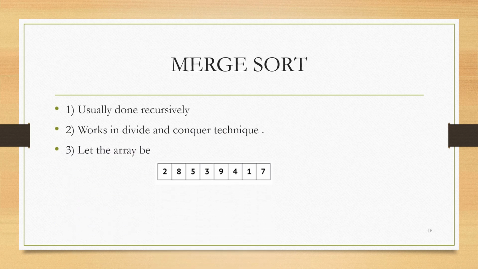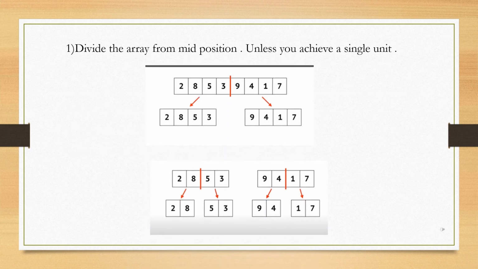Let us now learn merge sort. Merge sort is done recursively. It works in the divide and conquer technique. Let the array be as shown. We will find the midpoint of the array and divide the array into two halves until we get individual elements.